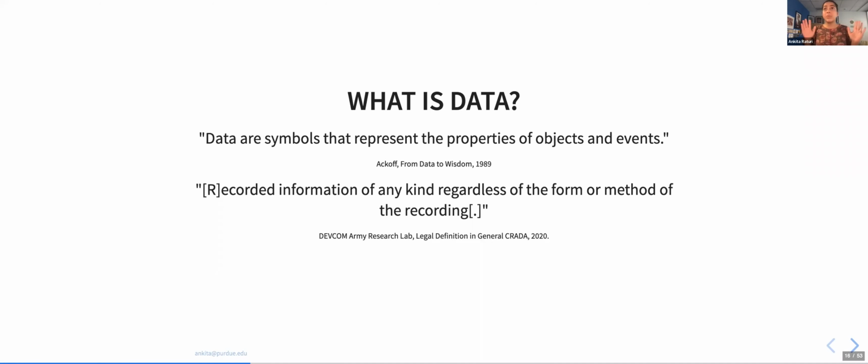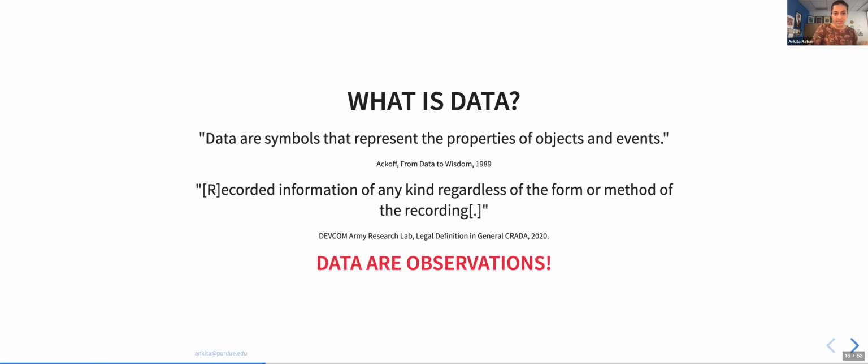There are symbols that represent the properties of objects and events. These can be a photo of a field. It can be a qualitative description of some sort of weird thing you saw in a corner of a plant. It can be an actual measurement, right? And so there are lots of different kinds of data. They're recorded information of any kind, regardless of the form or method of recording.